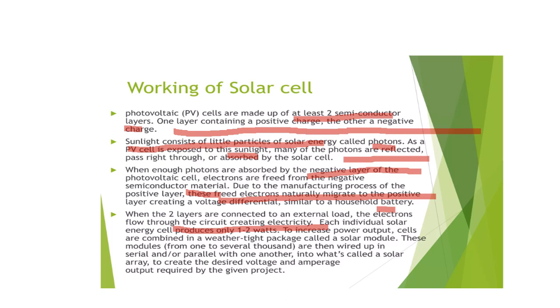Each individual solar cell produces only 1.2 watts. To increase power output, cells are combined in a weather-tight package called a solar module. These modules, from one to several thousands, are then wired in series or parallel with one another into what's called a solar array to create the desired voltage and amperage output required by the given project.